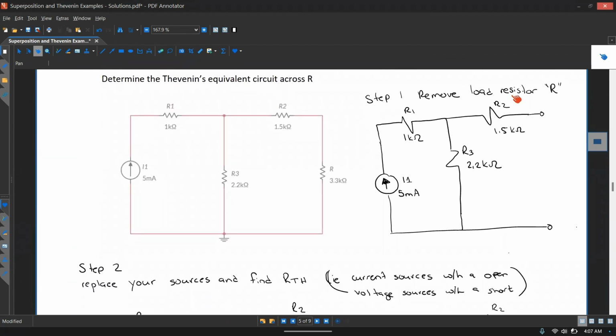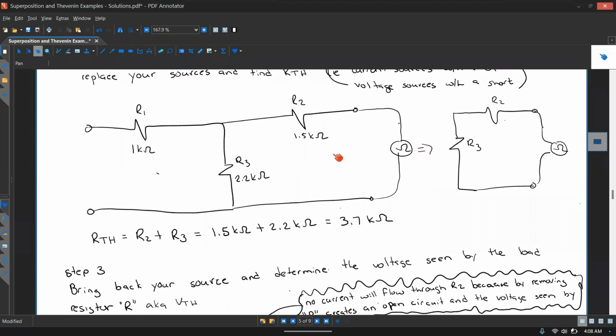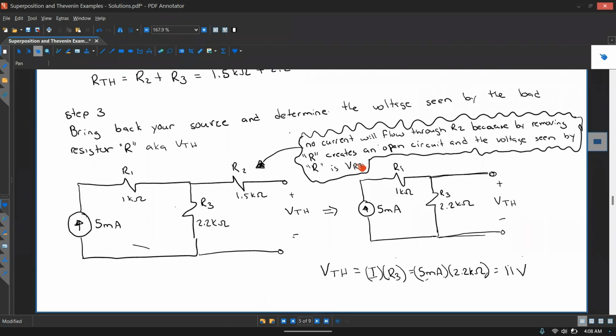You want to start by removing your load resistor, redrawing your circuit, and then you want to replace all your sources with either a short or an open. That's step 2 to find your R Thevenin. So that's one key part, and then you want to find your V Thevenin.